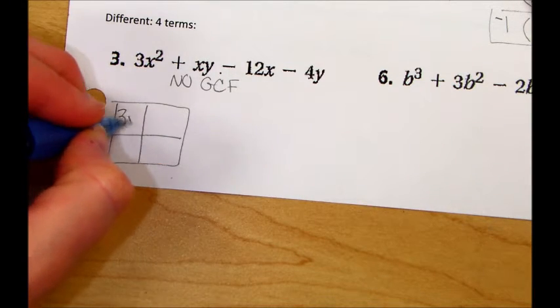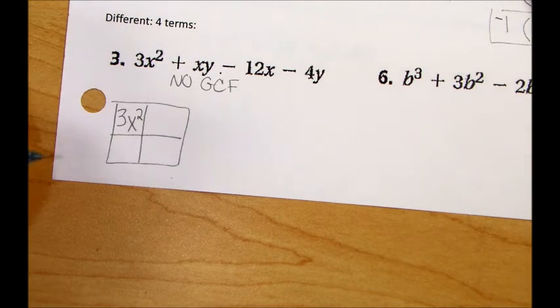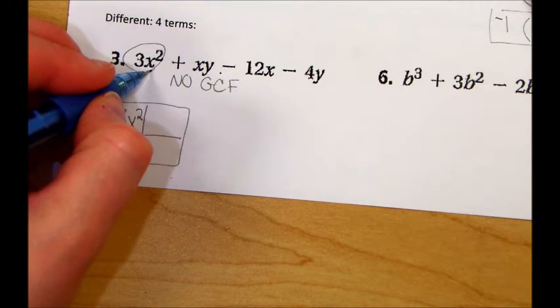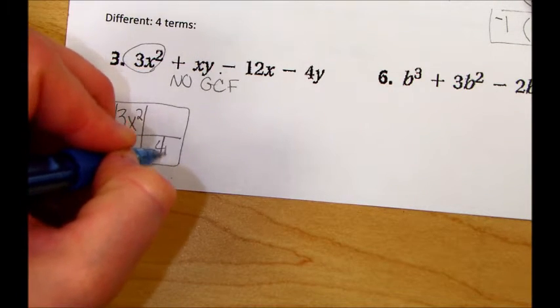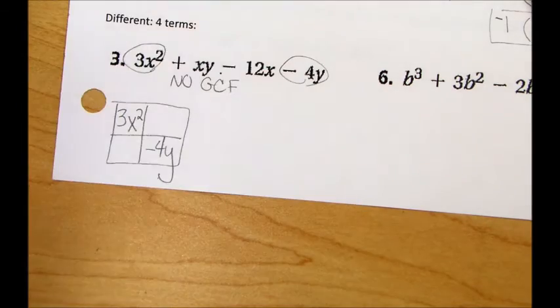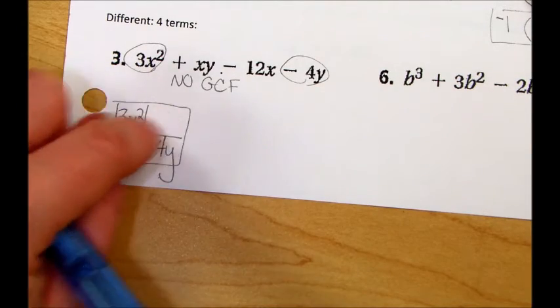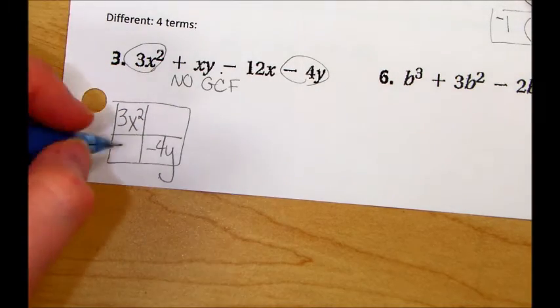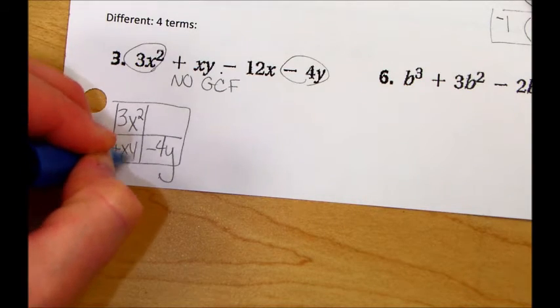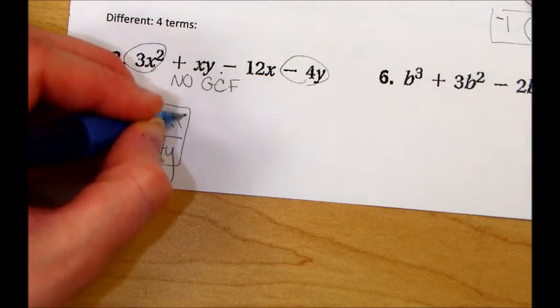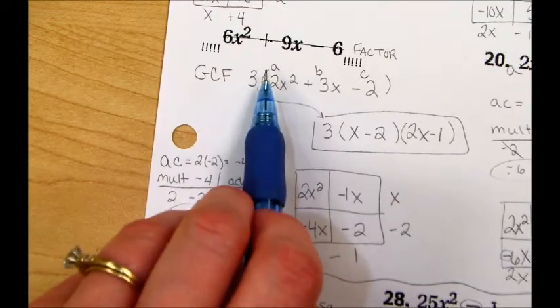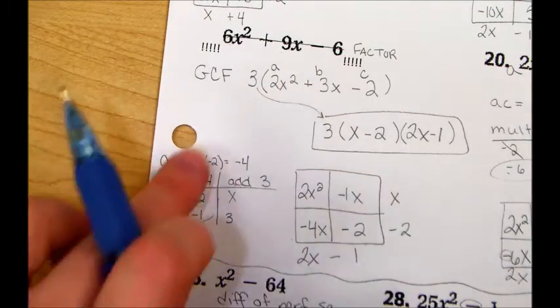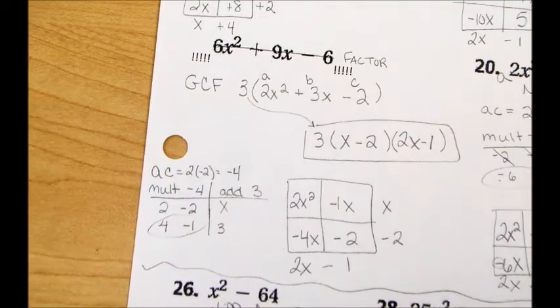You put 3x squared here. You put the first term there. You put the last term where you're used to putting the last term. And then these two, it doesn't matter which one goes where. So you can do plus xy here and minus 12x here. Notice I did not make you find A, B, and C. We get to skip this entire step when you have 4 terms.